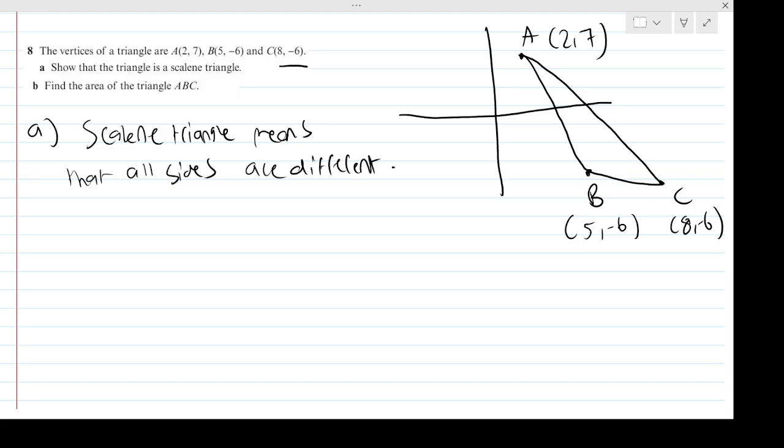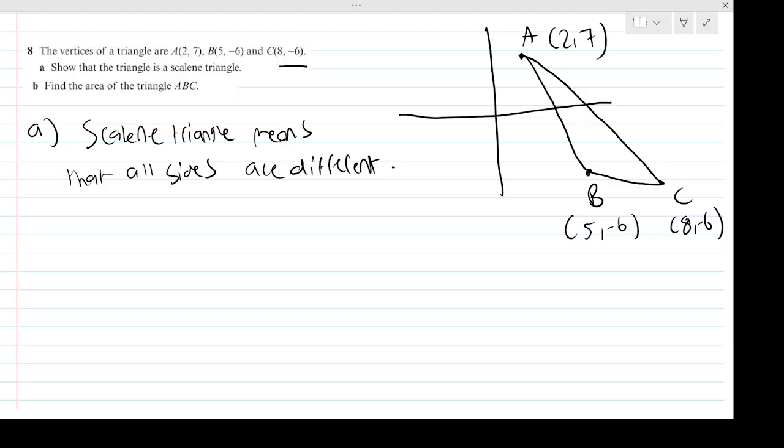Well, okay then, so we need to work out the lengths of all the sides. But how can we work out the lengths of all the sides? Well, we've got all the points of all the vertices. How do we find the distance between any 2 points? The distance formula. So let's get cracking then. We're going to need to use it 3 times though, because we have 3 sides.